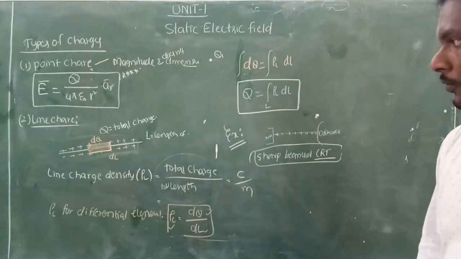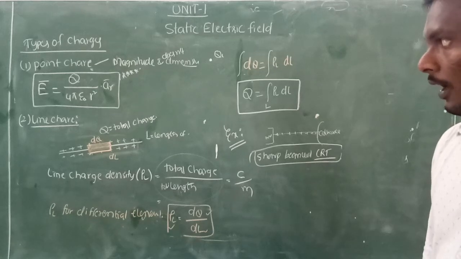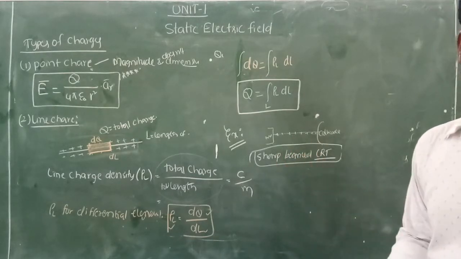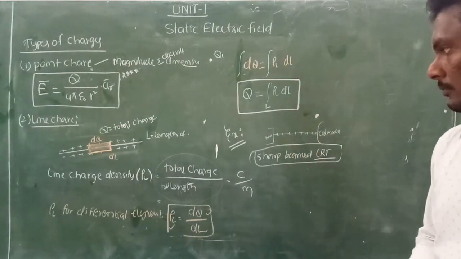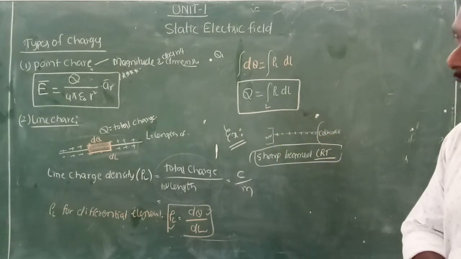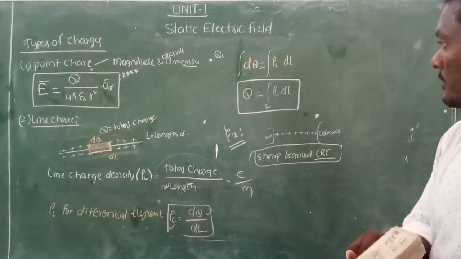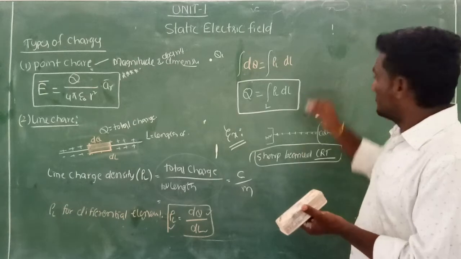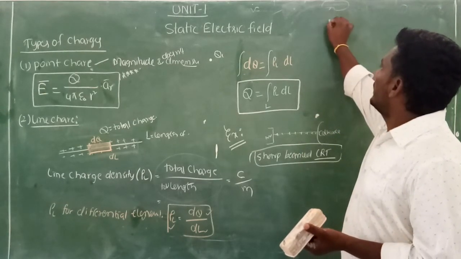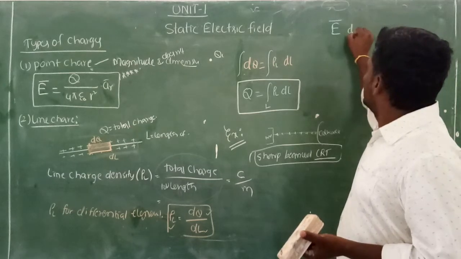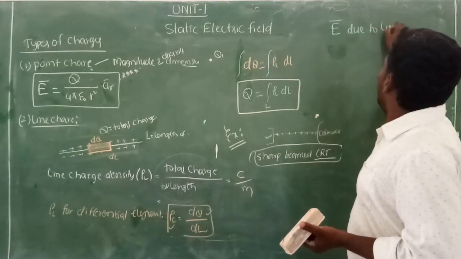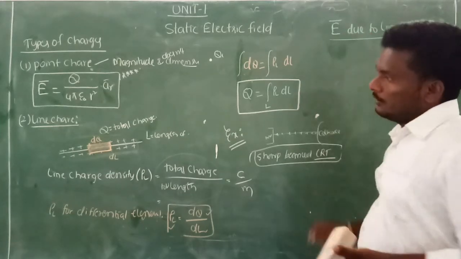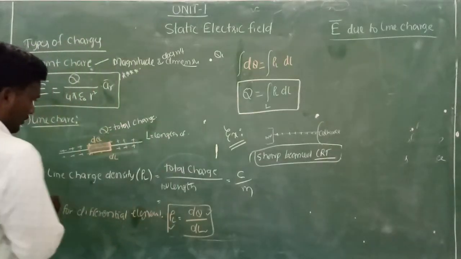Up to now we have understood the definition of line charge, line charge density, and line charge density for differential elements. Now we will see the electric field intensity, E bar, due to line charge. See, this is my line charge.